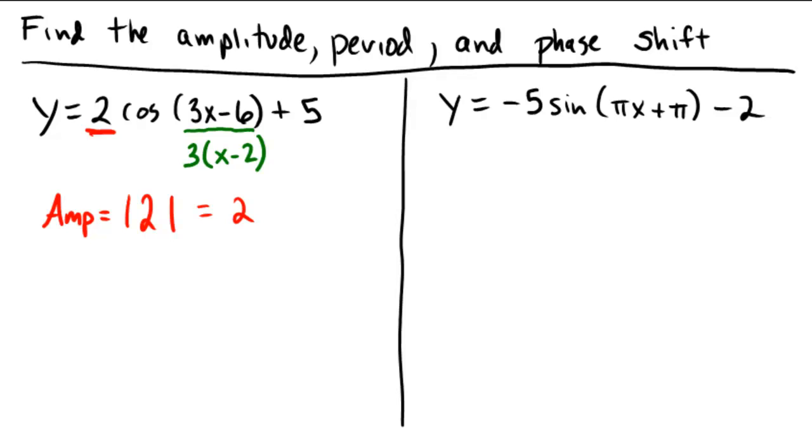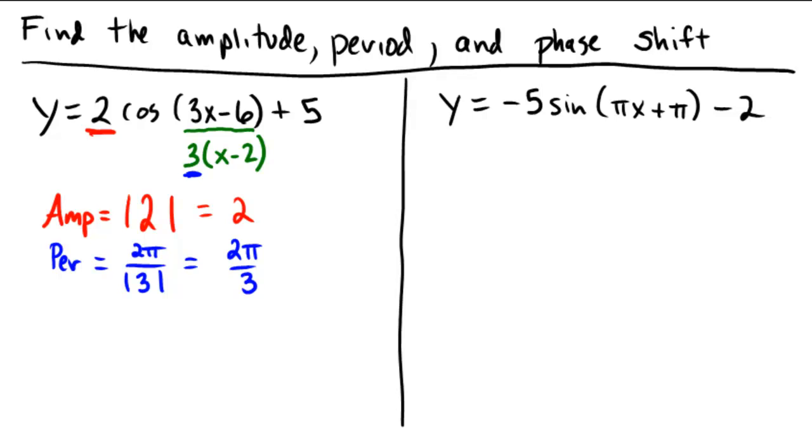Second, period. To find the period, we need to take 2 pi and divide that by the absolute value of the number that was pulled out, the number that would be the coefficient to the x. So in this case, the number is a 3, the absolute value of 3. So 2 pi over 3 is your period.